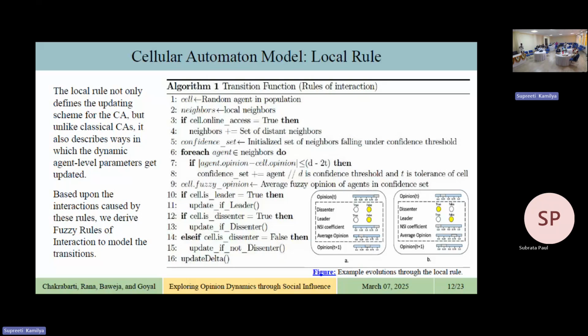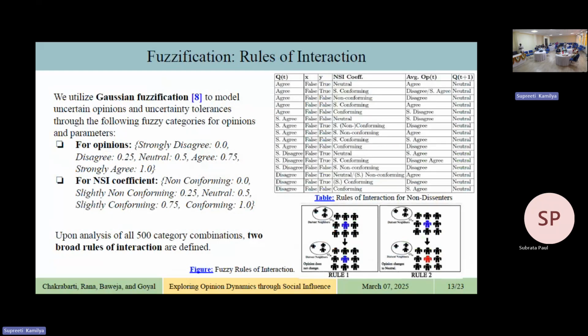After that, the parameters come into play. Accordingly, they have a few different kinds of methods of updation that I have not defined here for the sake of brevity, but there are a few ways which we utilize. So through this, we are going to find the fuzzy rules of interaction. Since we're using fuzzification, we consider Gaussian fuzzification, where the mean value describes the actual value of the parameter, and the standard deviation shows the uncertainty in the value. And we also define for opinions and average opinions 5 fuzzy categories, for NSI coefficient 5 categories.